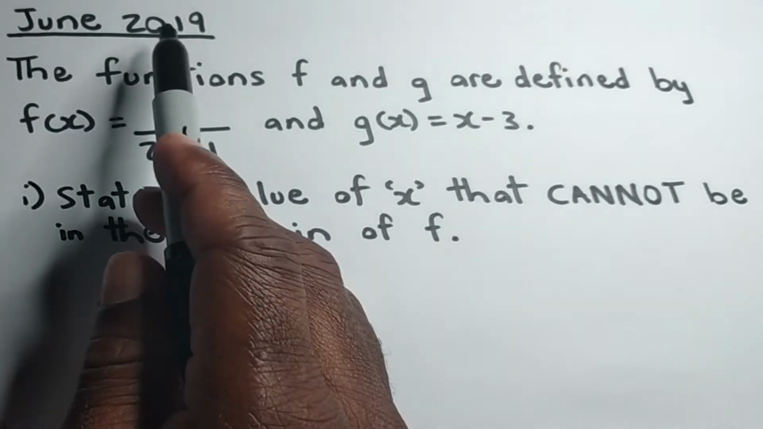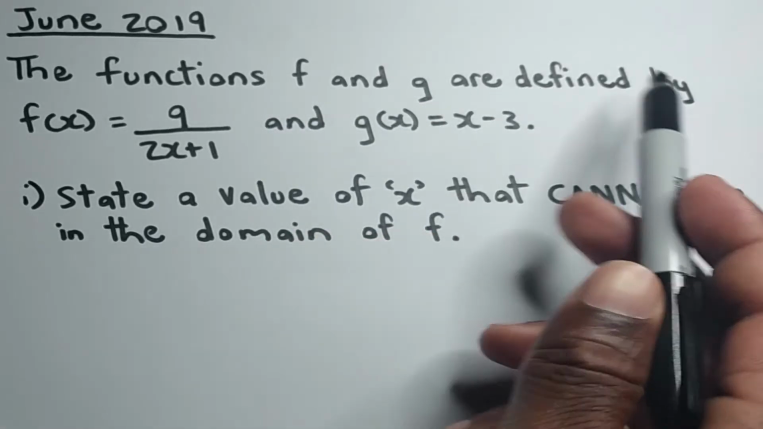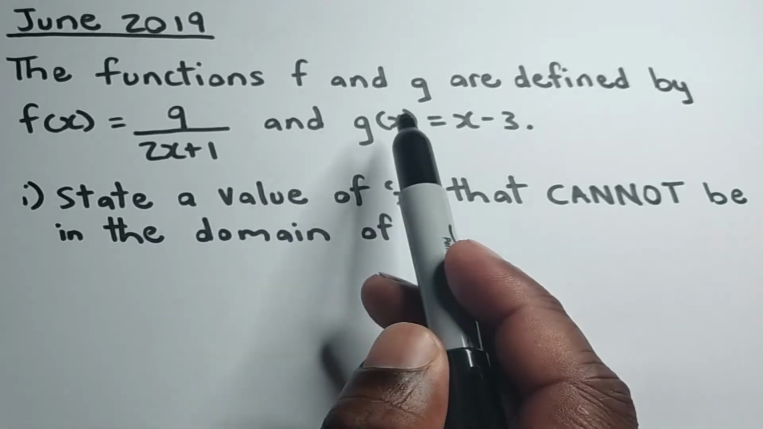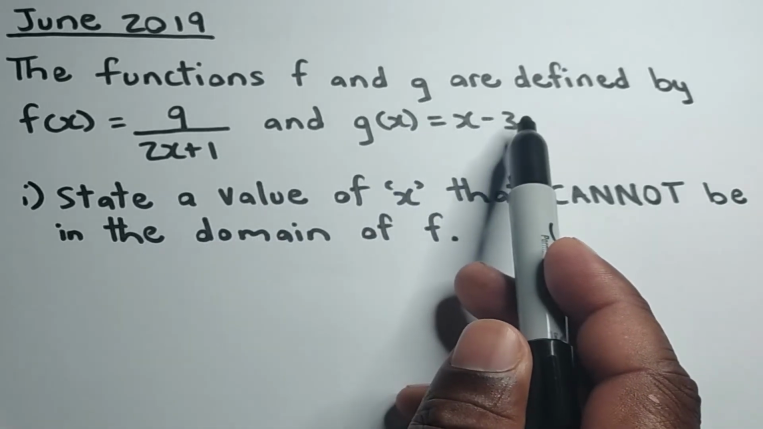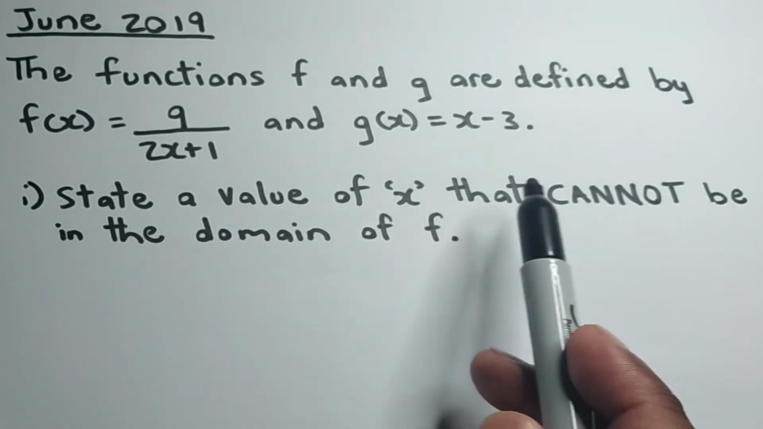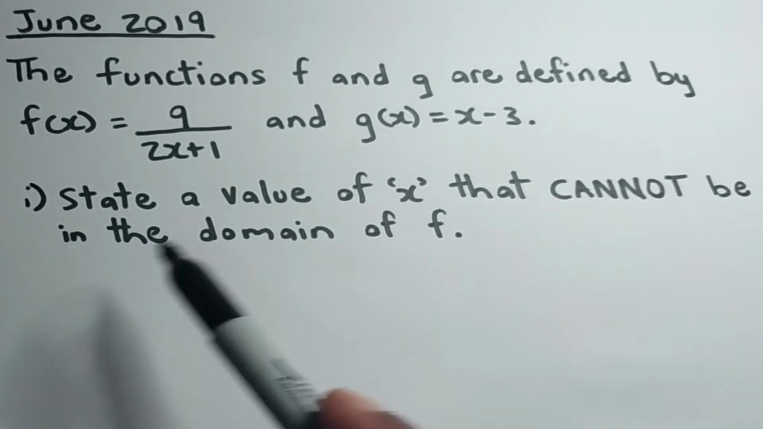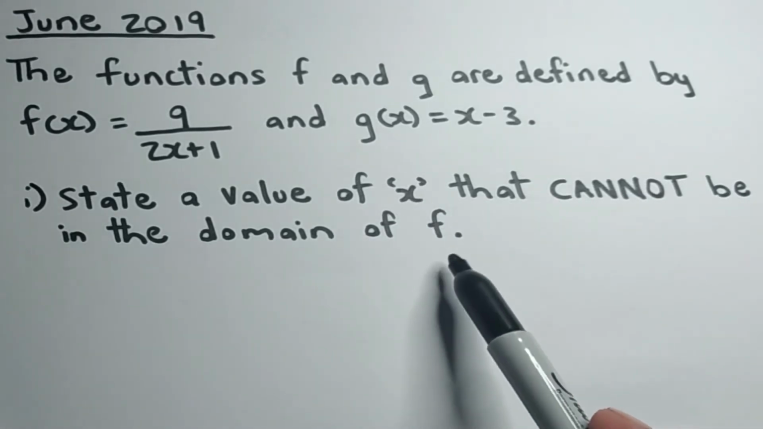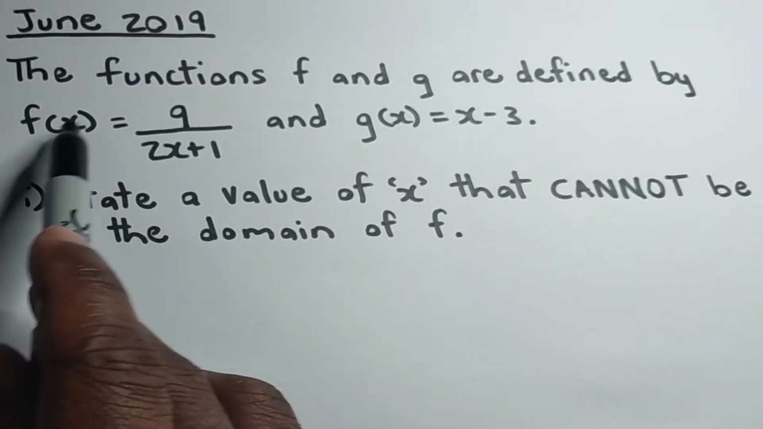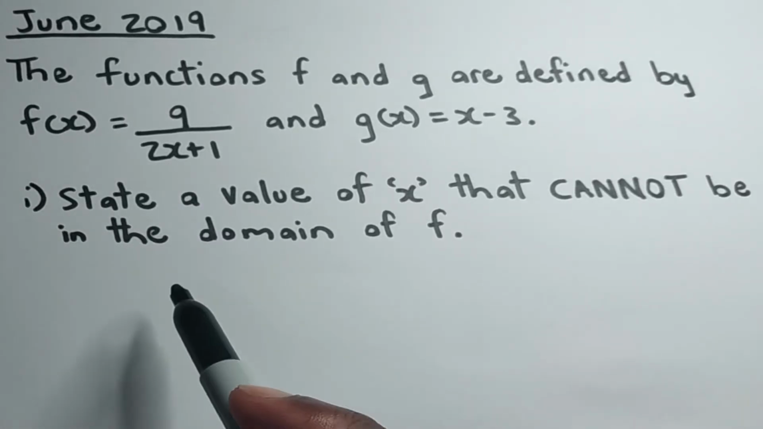Now let's look at the June 2019 paper, all right? So the functions f and g are defined by f of x is equal to 9 over 2x plus 1 and g of x is equal to x minus 3, all right? Now the first part of the question asks us to state a value of x that cannot, very important, that cannot be in the domain of f, all right? So f lets us know the function that we should be looking at, which is f of x is equal to 9 over 2x plus 1, all right?